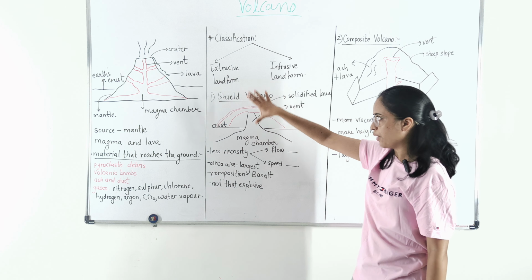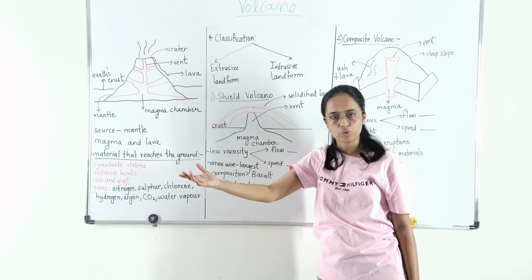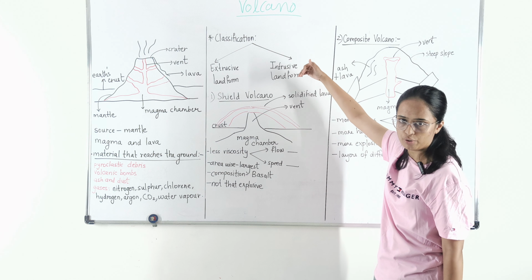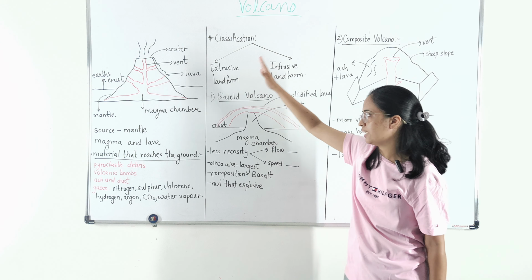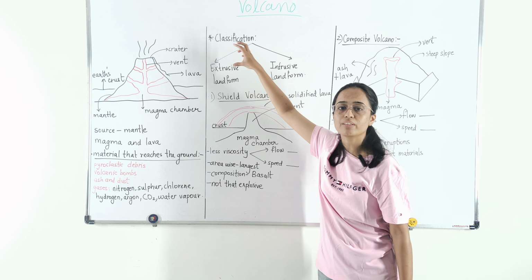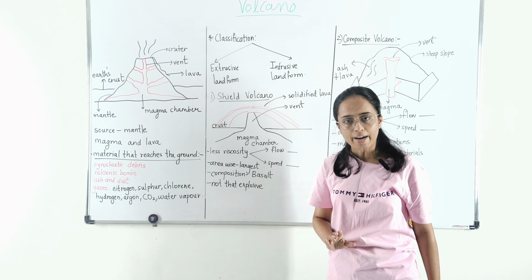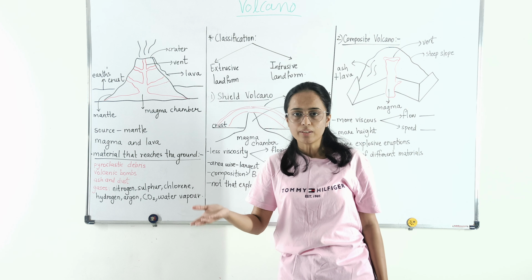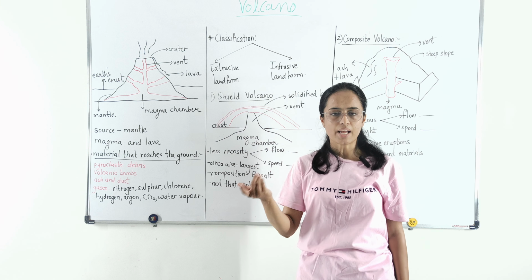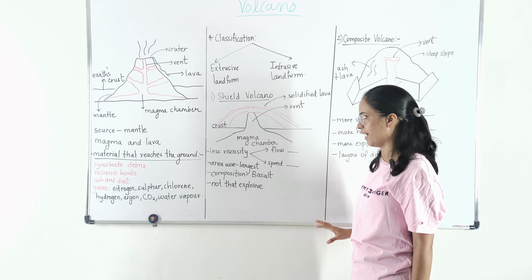In this video we will just be learning about the extrusive landforms, and in the next video we will be learning about the intrusive landforms as well. So the classification of volcanoes is done in two ways depending upon the landforms that are formed after the volcanic eruptions. The landforms that are formed outside or on the surface of the earth are called extrusive landforms, and the ones that are formed in the interior of the earth are called intrusive landforms.